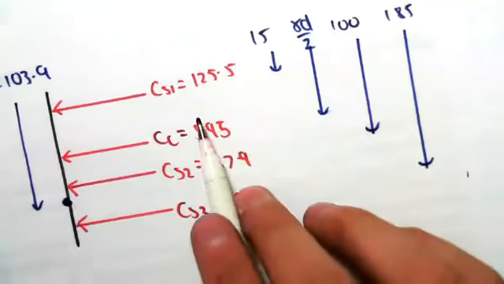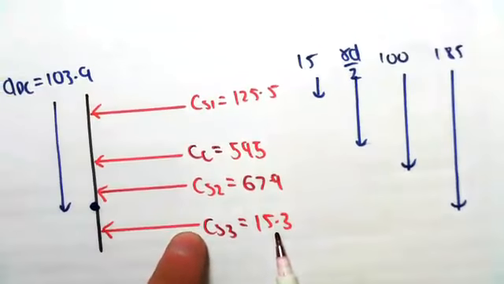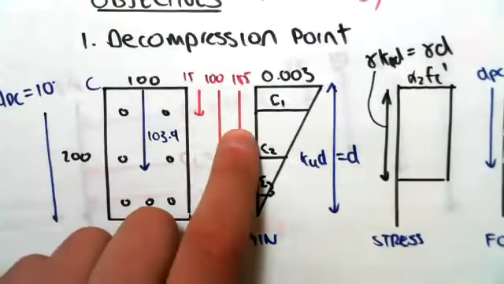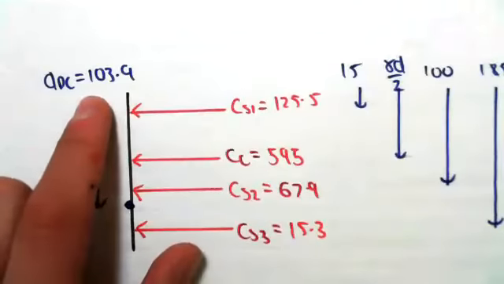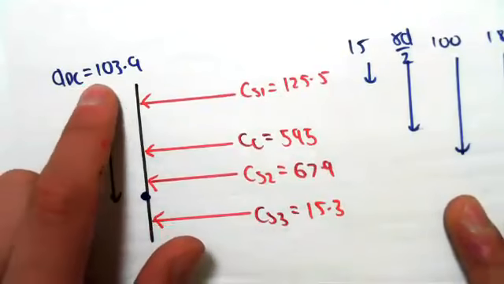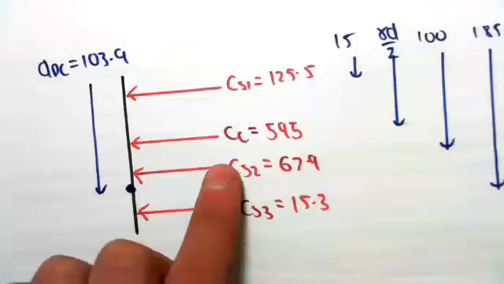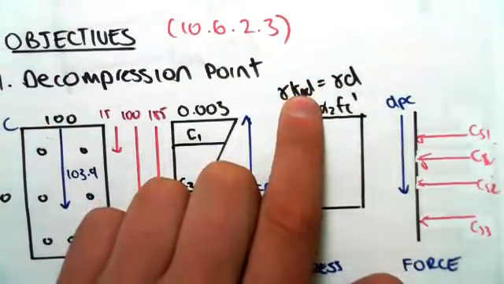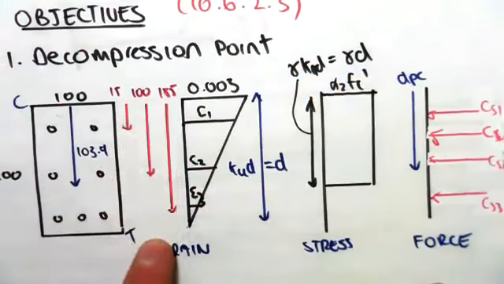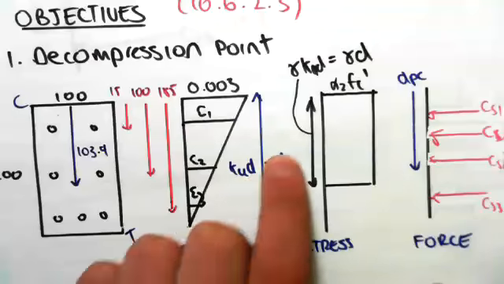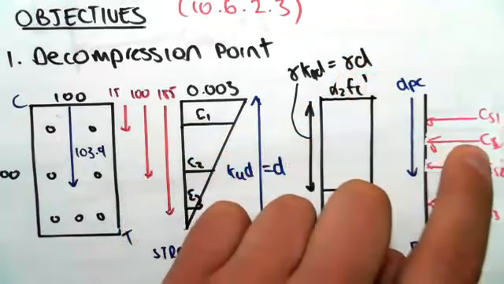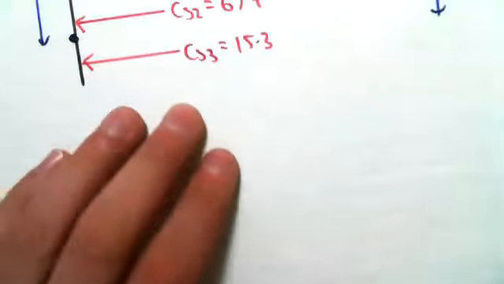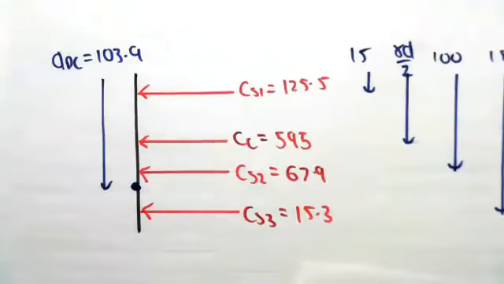So we have the compression in steel 1, compression in steel 2, compression in steel 3. We know that those layers were at 15, 100, and 185 from the top. The distance of our plastic centroid we found in the previous videos was 103.9 from the top. And the compression in our concrete acts at this distance here, which was gamma KUD, which we know is gamma D because of this problem we have, that the KUD equals D. So the distance from the top to the compression in the concrete would just be gamma D divided by 2.